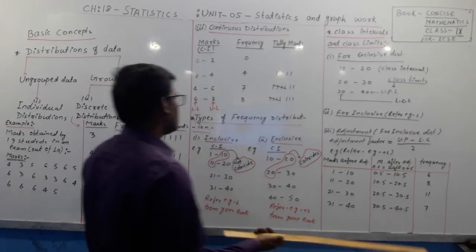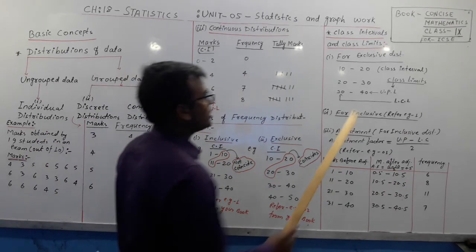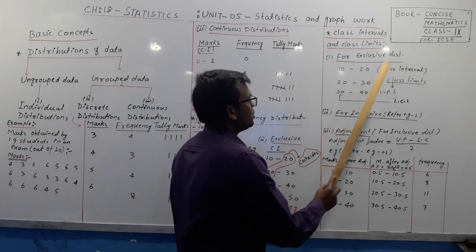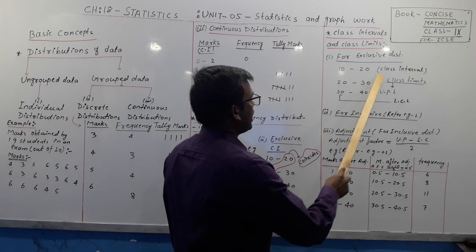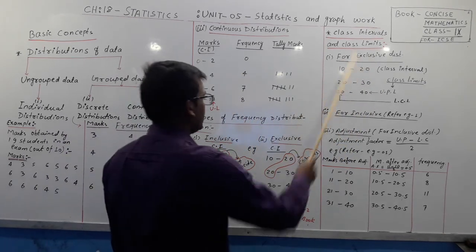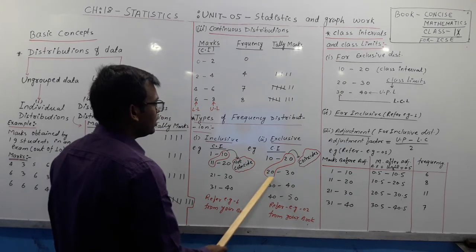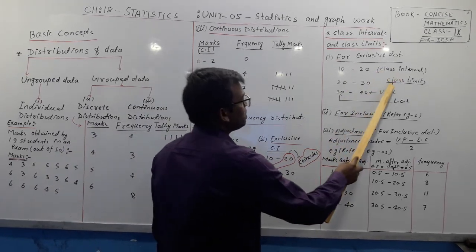So we have two types of frequency distribution, one is inclusive and one is exclusive. Say for exclusive distributions, 10 to 20, 20 to 30, this is called the class interval. That means these are called class intervals. And what does class limit mean?